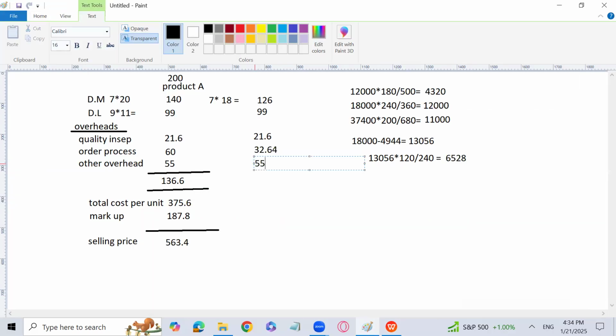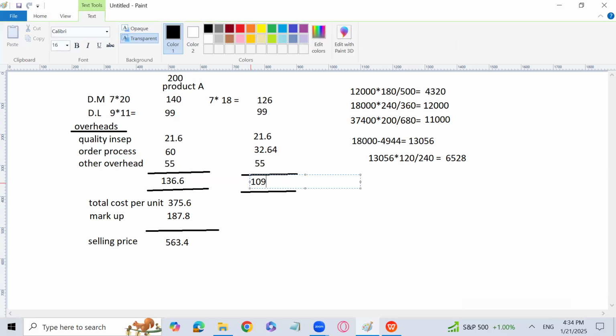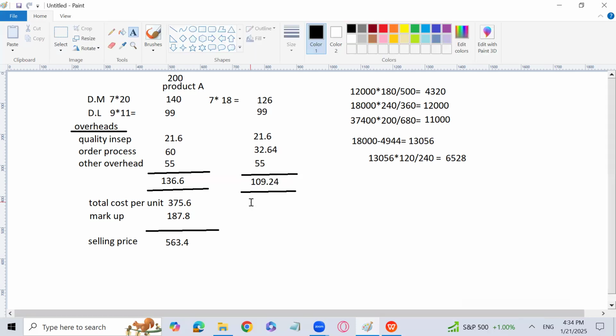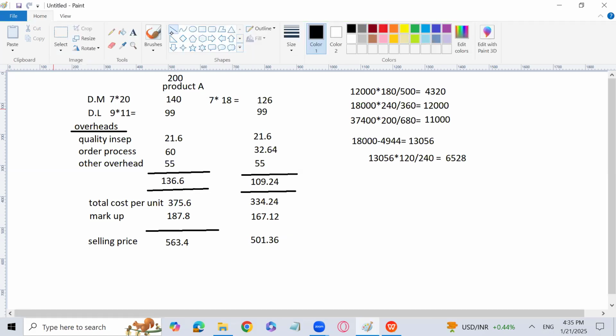So we can go for the total of overheads and then the total cost per unit. 109.24, then 334.24, and the mark-up is 50% again, 167.12, and the selling price is going to be 501.36. So we can calculate easily that the selling price is going to be 501.36 according to our new selling price, according to the 50% mark-up.